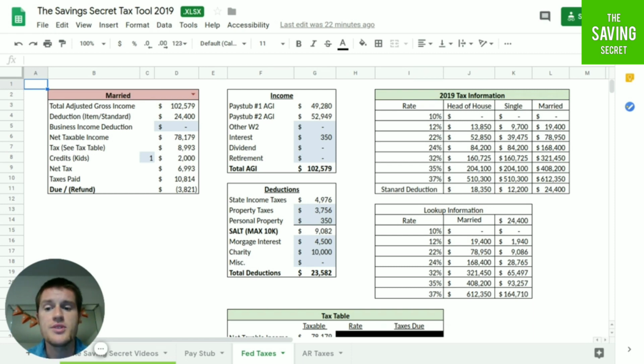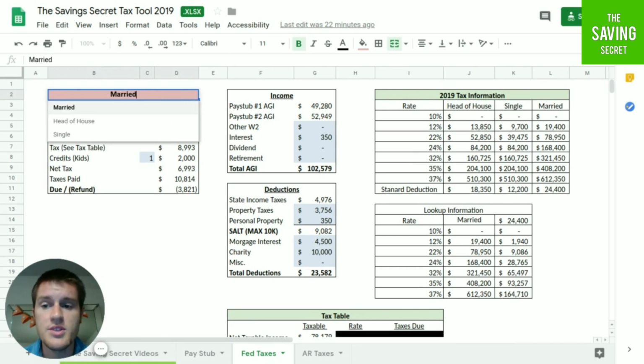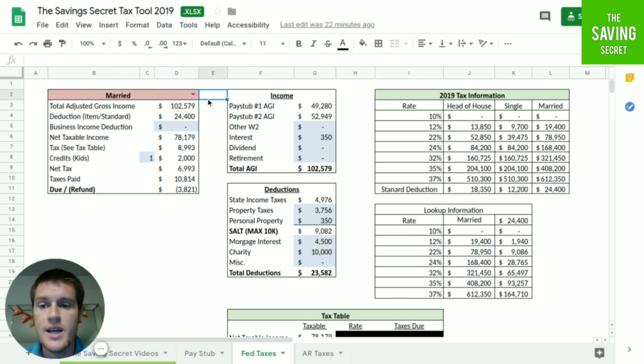Another thing on this tool that's important is, when you're filing taxes, it's important to understand what your filing status is. There are 3 statuses. When you click on this drop down, everything is dependent on whether you're married, head of household, or single. For the purposes of this example, we'll be using the married tab. So you click on the married tab, and that's the form of taxes that we're going to be basing it off of. Over here, this is a basic 1040 form, and I really try to make it as simple as possible so that you can truly understand how taxes work.